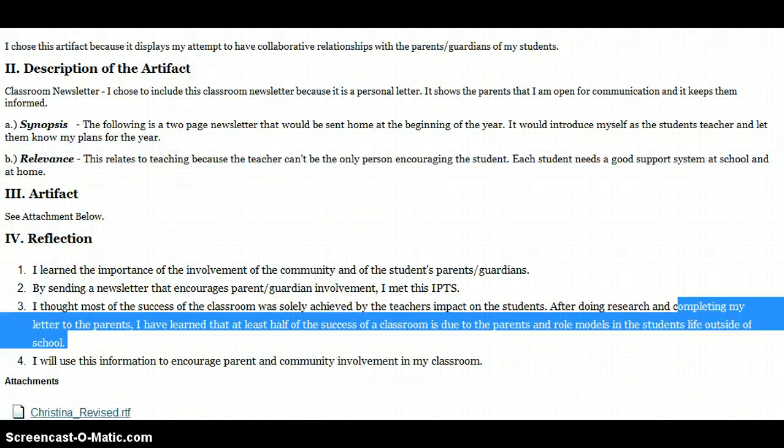Next, I chose to replace IPTS number 9 for collaborative relationships because I feel like this one is based more towards my classroom. It gives personal information and it connects me and the parents so they know what's going on in our classroom and they can have a more active role. I am very proud of this because it's not just a plain Jane everyday newsletter. It's 2 pages full of bright colors. It'll keep them interested, and I think it'll be really beneficial to my classroom.